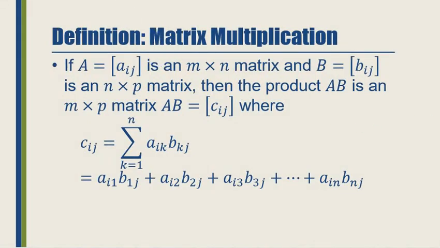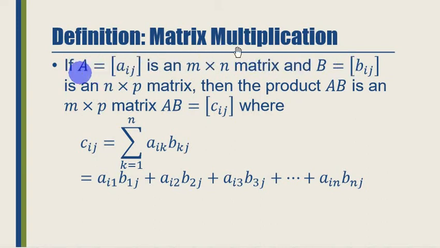Now, we define matrix multiplication as such. If A is an M by N matrix and B is an N by P matrix, then the product AB is an M by P matrix. AB is equal to Cij, where that specific entry Cij is the sum of the products of the entries. And it's better if we're going to illustrate this one. But before we do, let's go back to the first part of the definition.